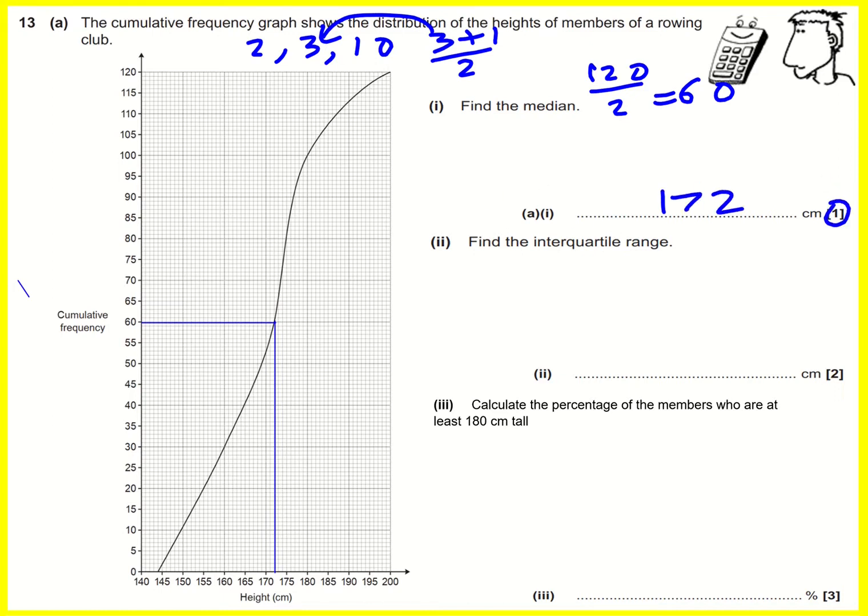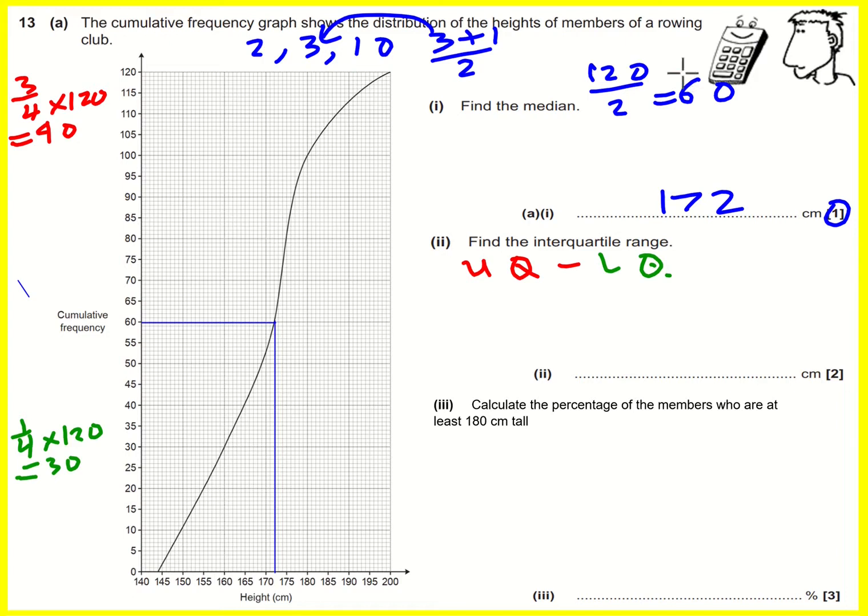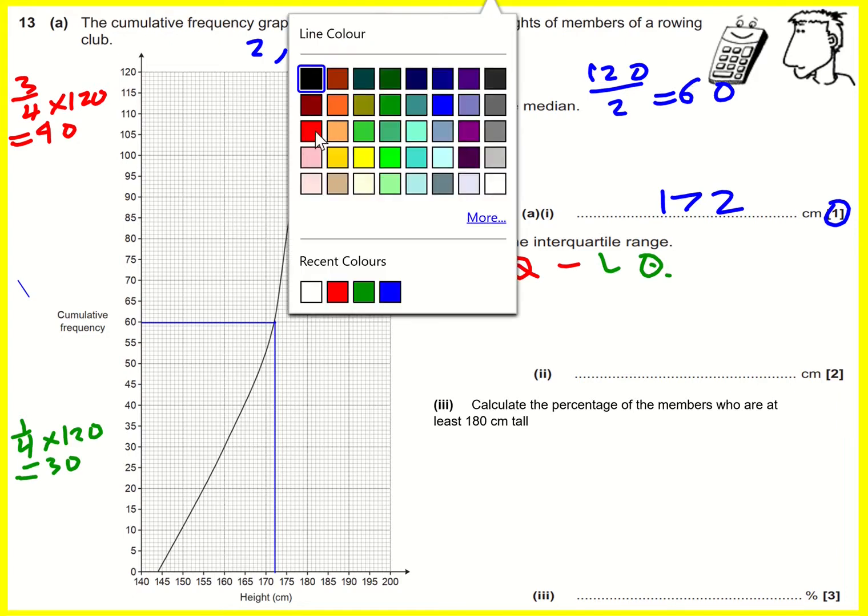The interquartile range is equal to the upper quartile minus the lower quartile. Whilst the median is halfway through the data, the upper quartile is 3/4 of the way through the data. So it's going to be 3/4 times 120, which is 90. Meanwhile, the lower quartile is 1/4 of the way through the data, 1/4 times 120, which is 30. But that's the position, just like I had the position for the median. So I'm going to need to work out the actual values of the upper quartile and the lower quartile.